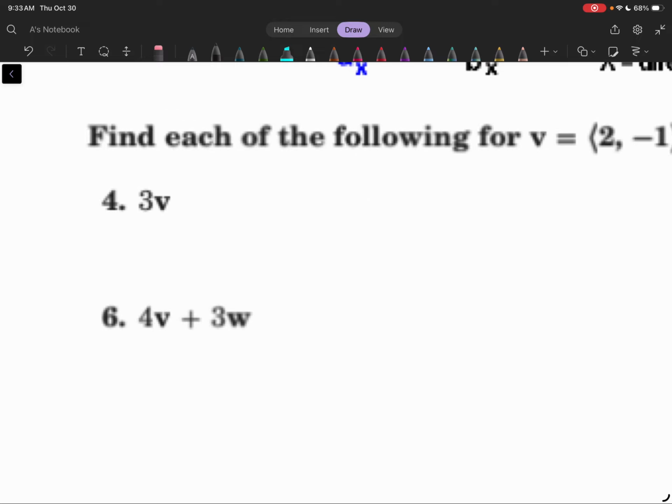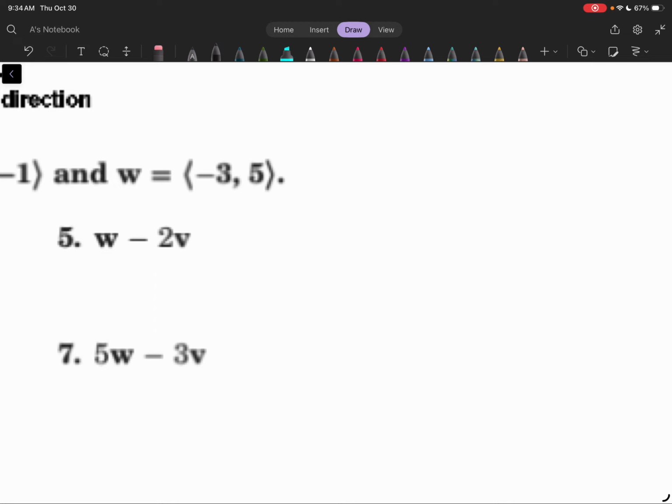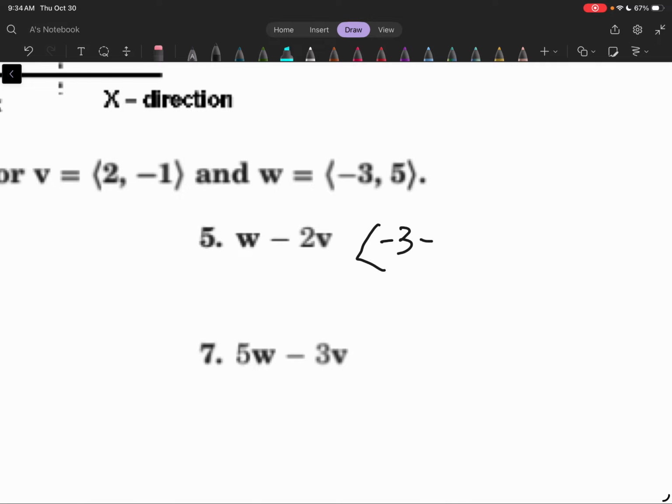I'll do numbers 4 and 5. You do 6 and 7. For number 4, this is going to be 3 times my v vector, which is 2 for the x, and 3 times the y value is negative 1. This is 6, negative 3 as my vector. W minus 2v. Okay, my w's x-coordinate is negative 3. I am subtracting 2 times the v-coordinate, 2.